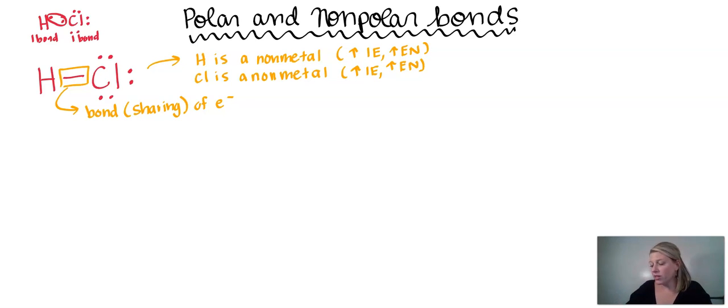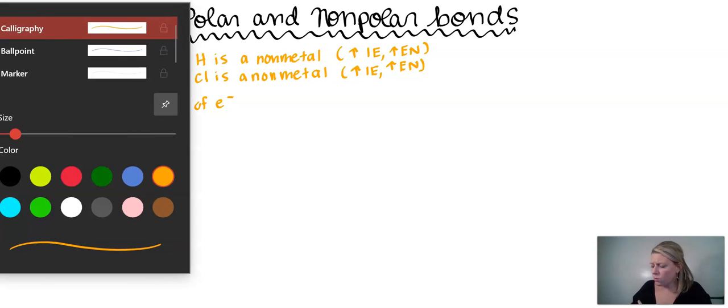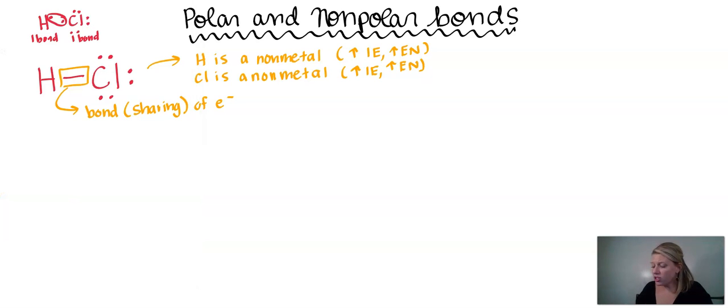Now, I want to focus just a moment on a new question, taking a look at that shared pair of electrons. My question becomes, how do I know if hydrogen and chlorine are sharing equally?